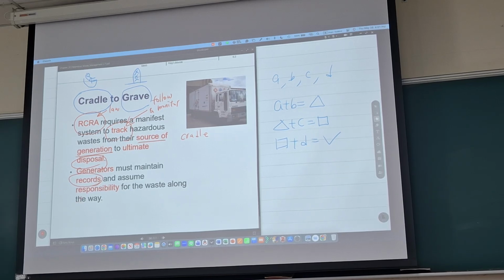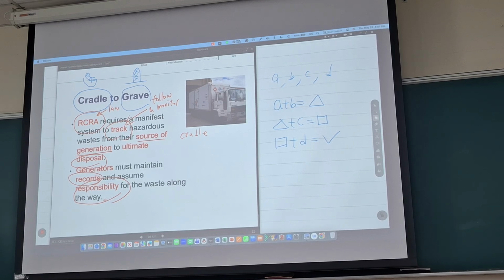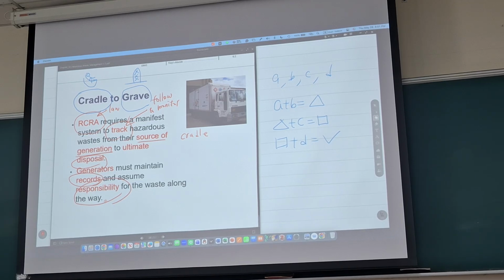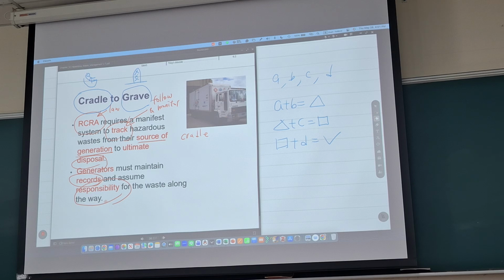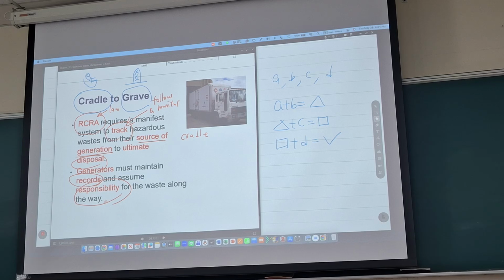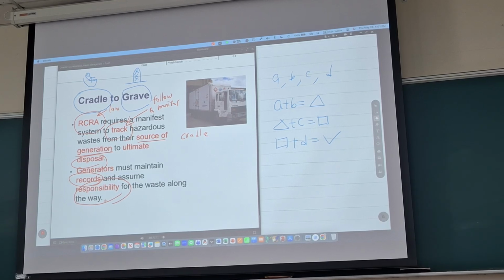And if some tragedy or accident happens, you, the producer, still have responsibility for this. Understand? Even if some accidents or tragedies happen, manufacturers still have responsibility for the accident. So we call this from cradle to grave for hazardous waste.